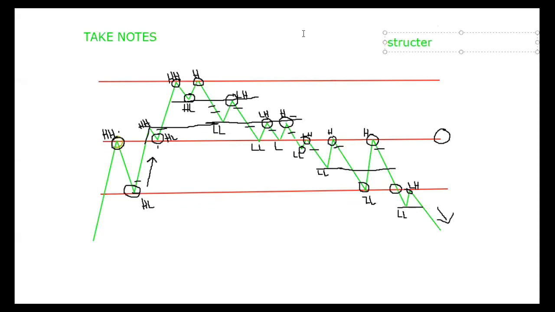All right, I'm gonna write structure. So that's one, and then two was support resistance. If you just seen how support is a roof and a floor. Support resistance.